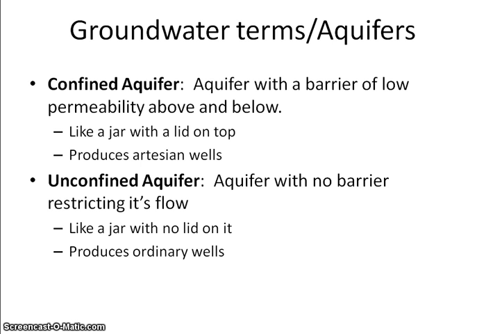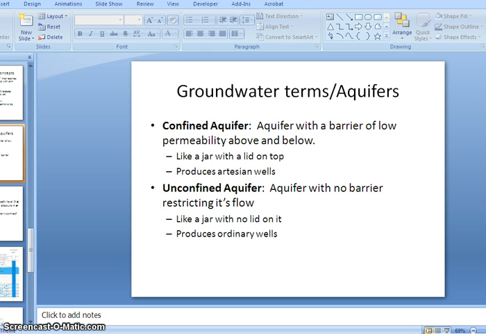Unconfined aquifers, on the other hand, are aquifers that provide ordinary wells. This is like a jar with no lid on it. So these will produce ordinary wells. What I'm going to do is show you again what these terms look like on paper.